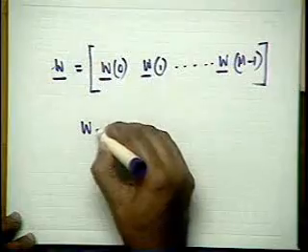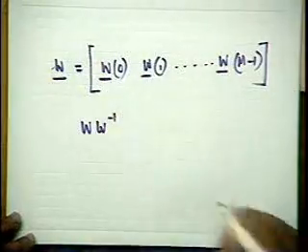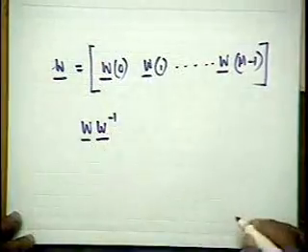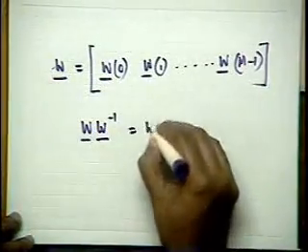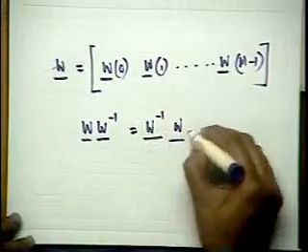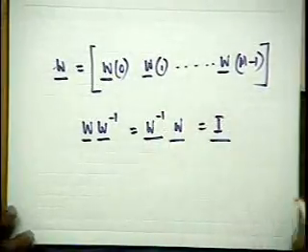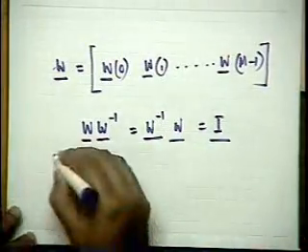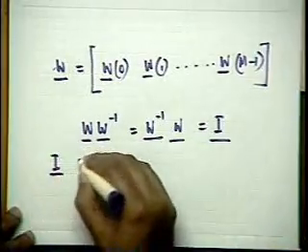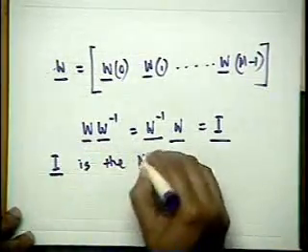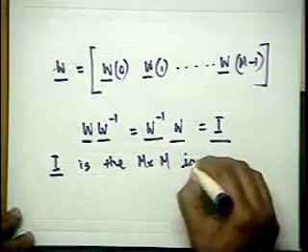Now what is going to be the size of this W matrix? M by M. So it is a square matrix. And it is very easy to show that W inverse, can you predict what it is going to be? W inverse W is equal to the identity matrix I, where I is nothing but the M by M identity matrix.